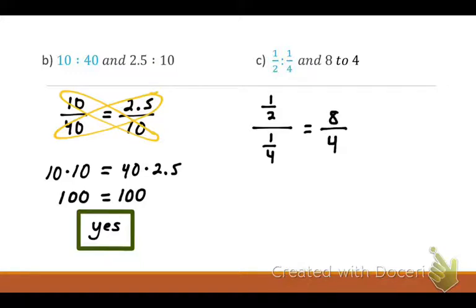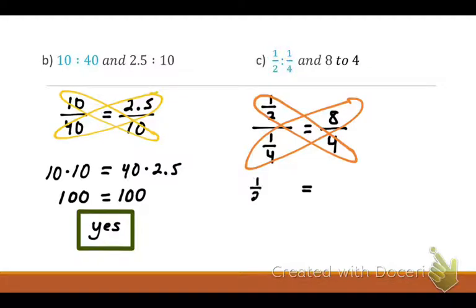Once again, we're going to use our cross product. So I've got 1/2 is diagonal from the 4. What is 1/4 diagonal from? The 8. Drop down your equal sign. On the left side, I'm going to have 1/2 times what number? 4. Very good. And I can put that over a 1 if I want. On the right side, I'm going to have 1/4 times 8. You can also put over 1.